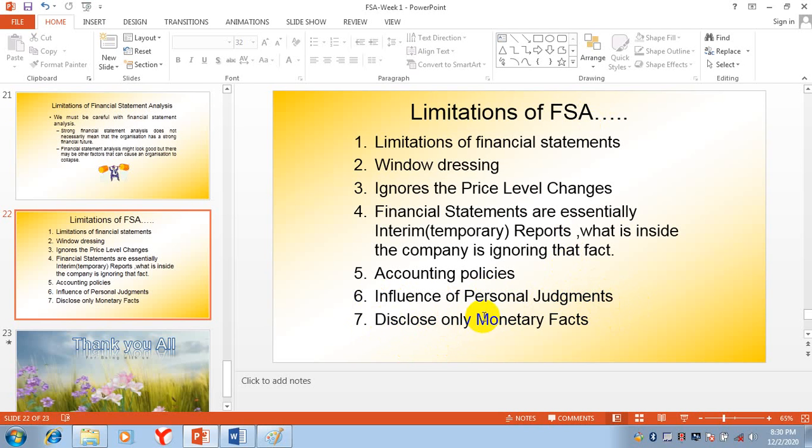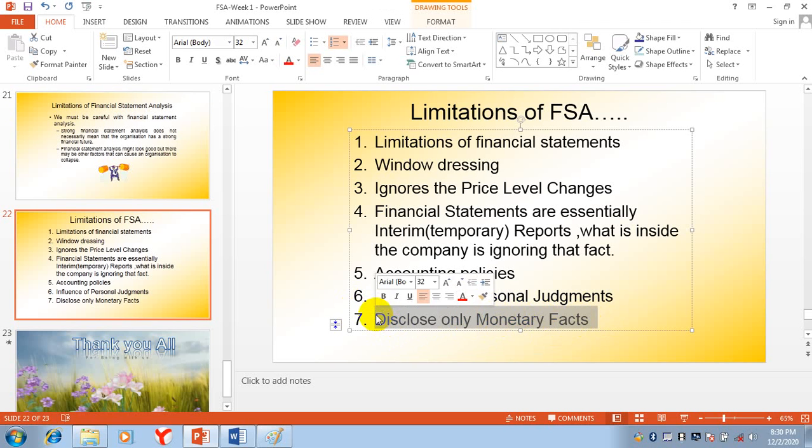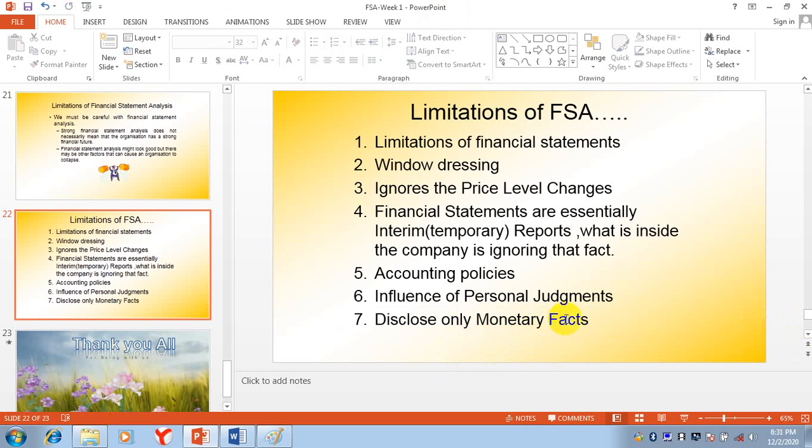The last limitation of financial statement analysis is that it discloses only monetary facts. Accounting is concerned with monetary information. So in financial statements, all the information is monetary information, and non-monetary information is ignored. For analyzing the performance of a company, we are just taking monetary facts and ignoring non-monetary facts.